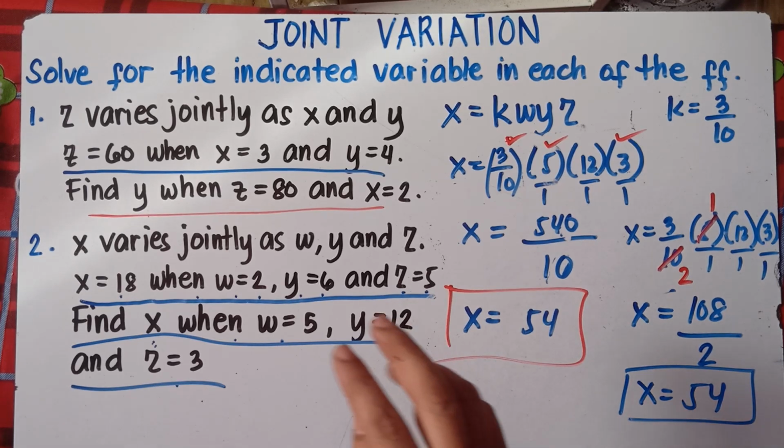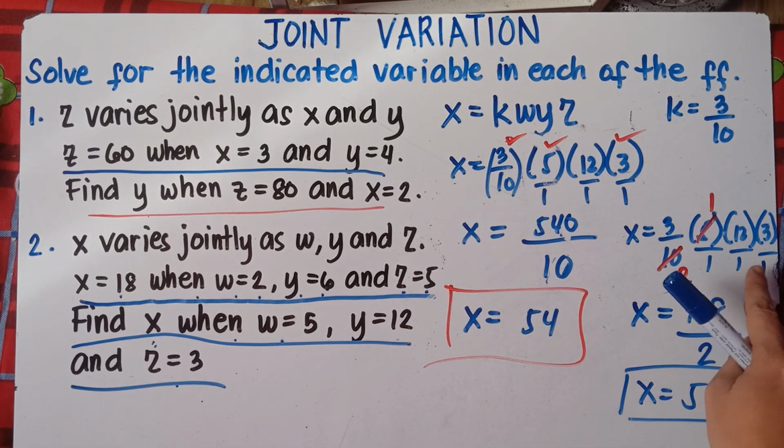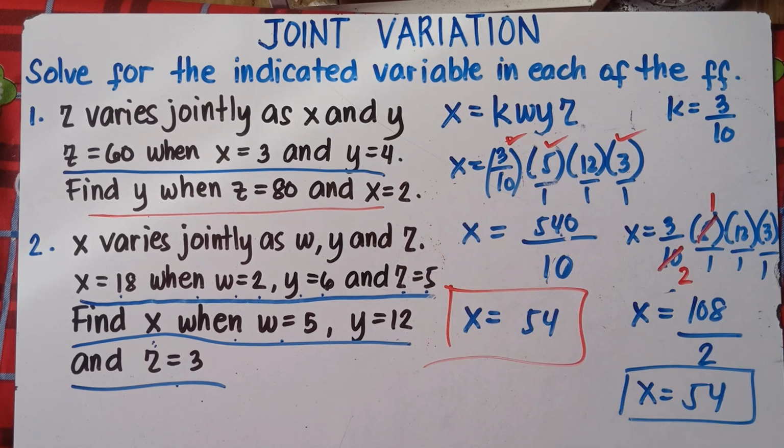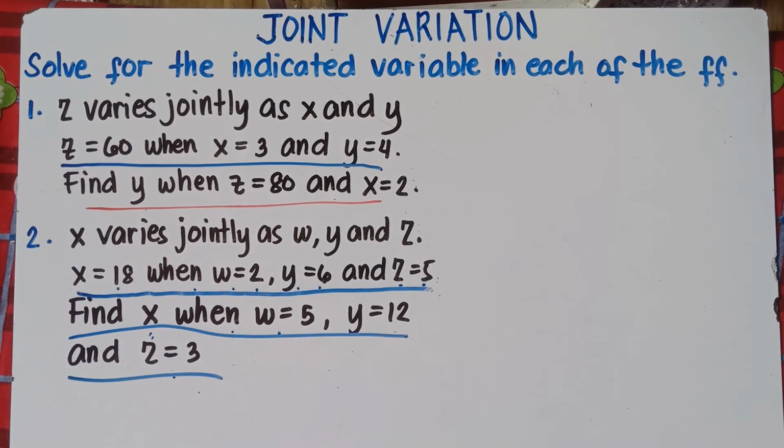So it's up to you, which do you prefer. You can have this solution, or you can have this one. Just multiply the numerator and the denominator. Alright, so let's try number 3.